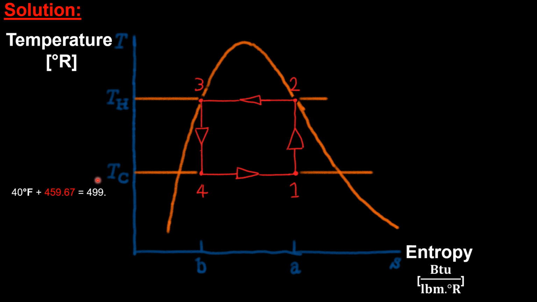Now, for solving number A, we want to change the temperature from degree Fahrenheit to Rankine. So we will use the conversion factor, which is 459.67 added to 40 degree Fahrenheit, and that's the value 499.67 degree Rankine. And we will do the same thing for the 90 degree Fahrenheit by using this conversion factor.